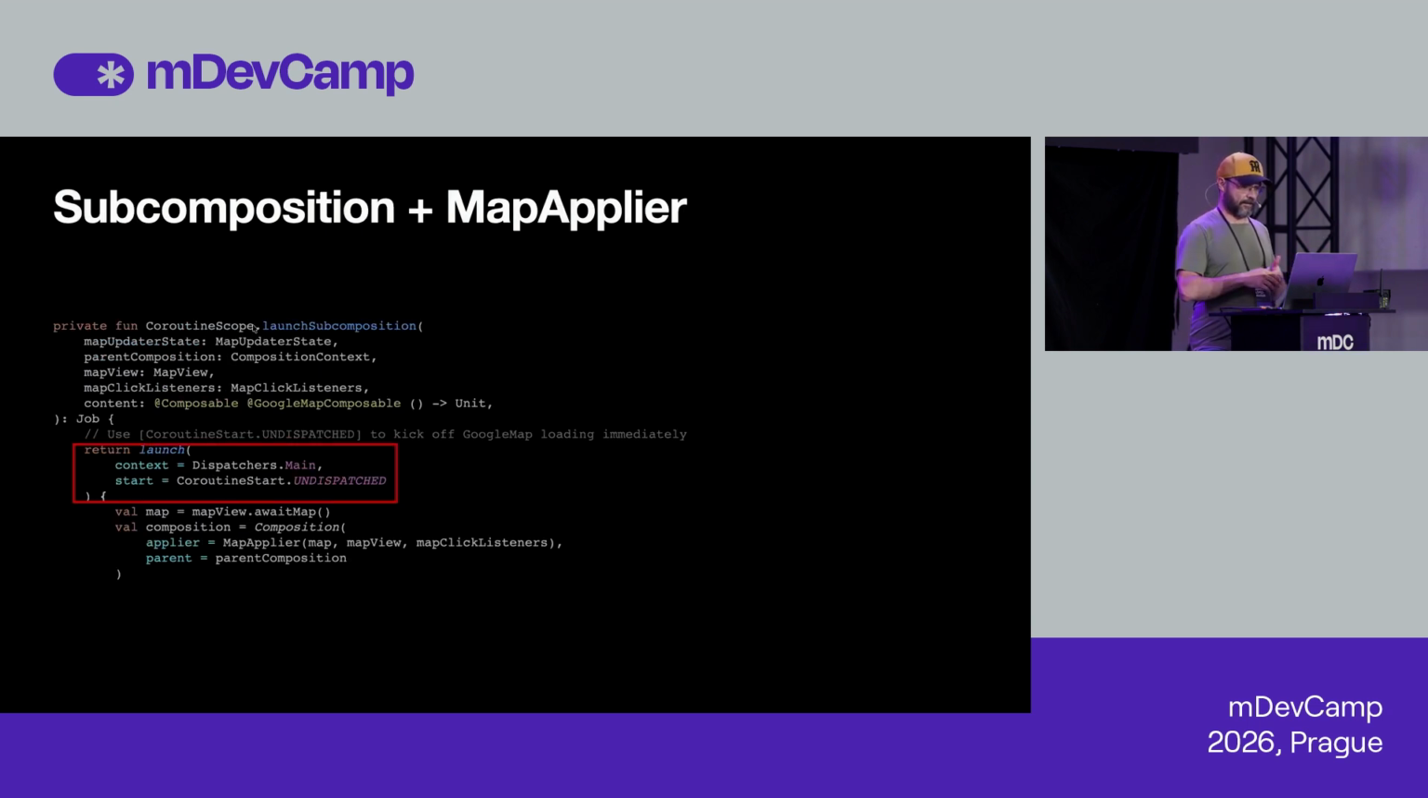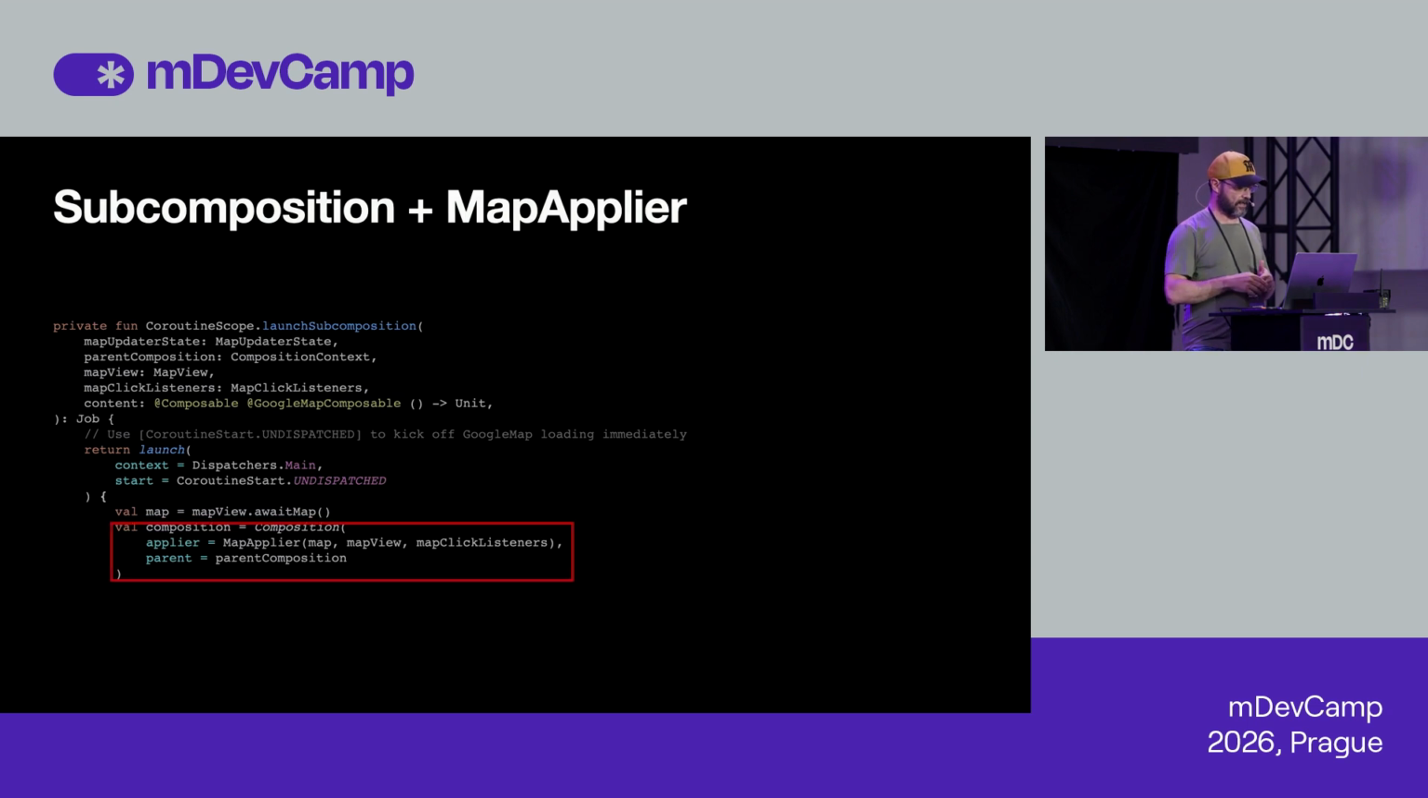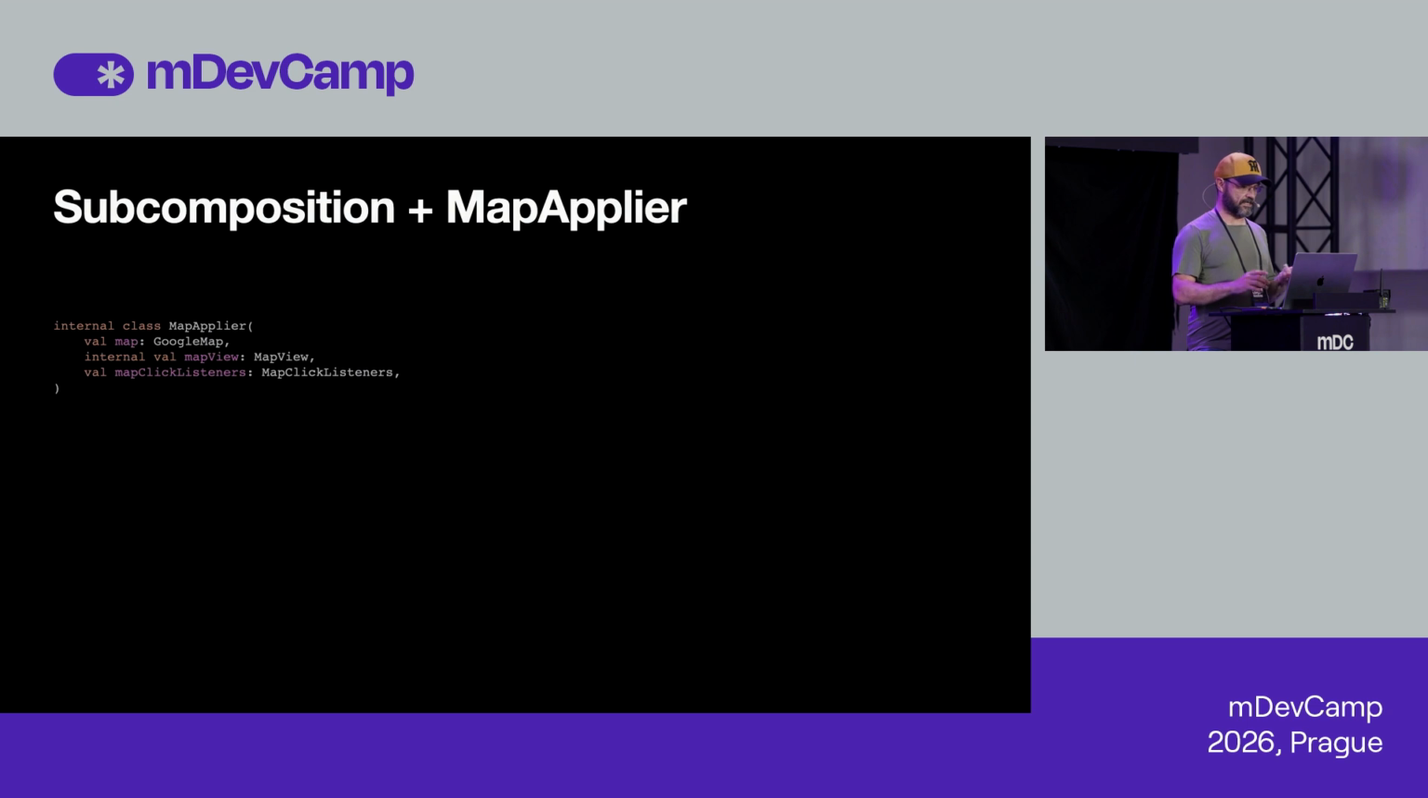This is this launchSubcomposition extension function. This is an extension function from the CoroutineScope that is basically starting a coroutine and starts doing the map initialization that we need. Here we call the awaitMap, the same way we would call it on a standard view. And here we would initialize a composition using the parent and this MapApplier from here. The MapApplier is a very simple internal class. It just receives the GoogleMap class to operate with it, the map view. If you have been using maps, those are the different classes that serve different purposes.